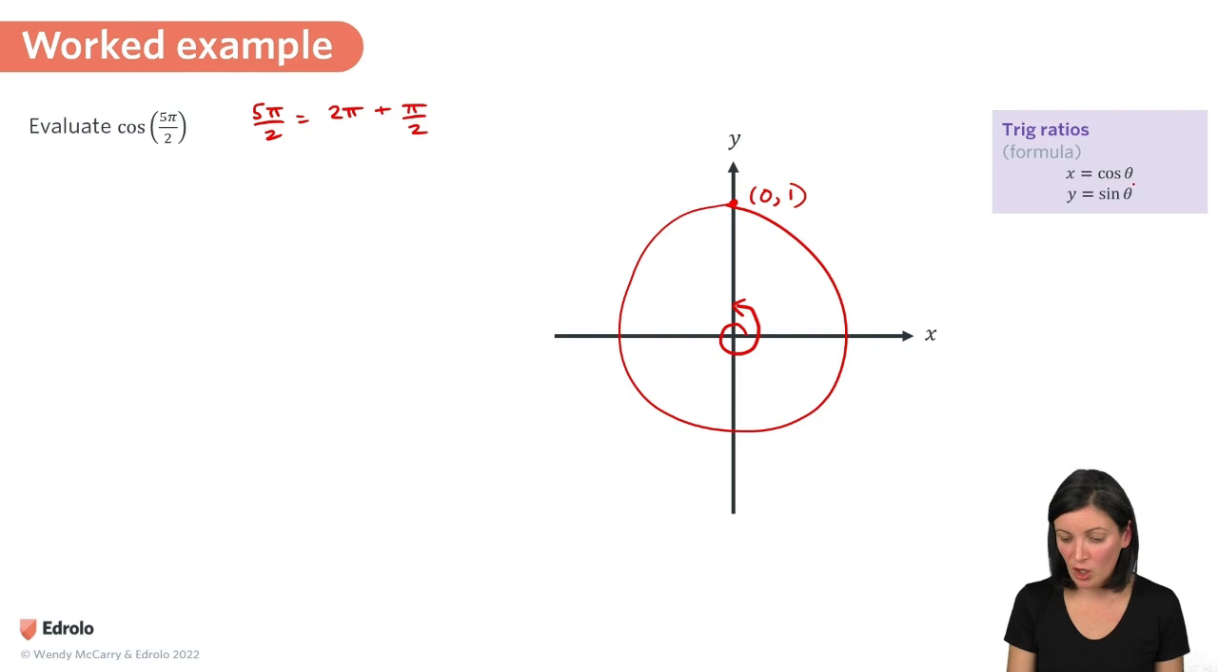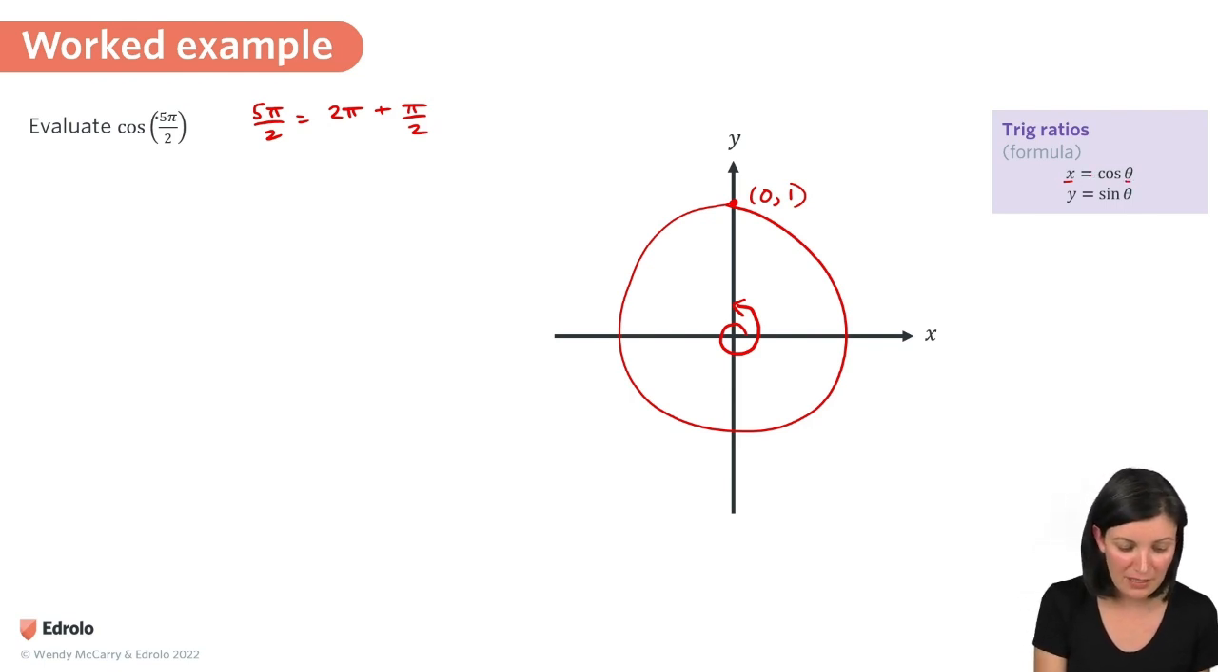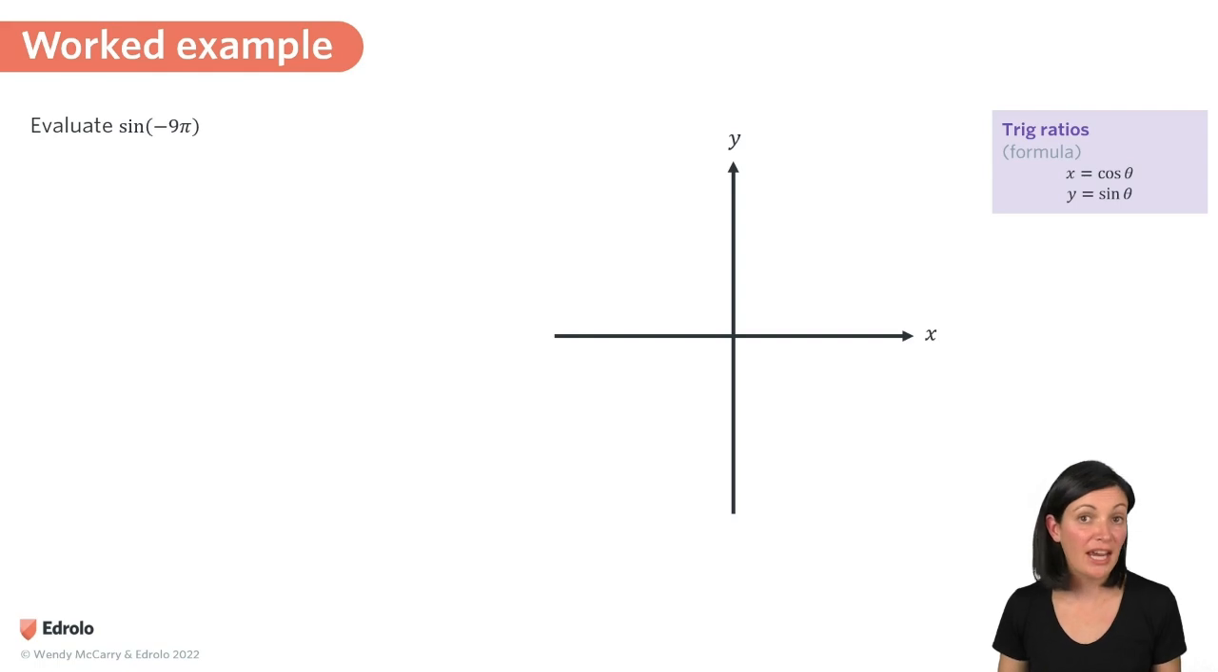Okay, remember the cos of theta is equal to whatever the x-coordinate is there. So that means the cos of 5 pi on 2 would be equal to that x-coordinate, which is 0. Okay, let's try another one.